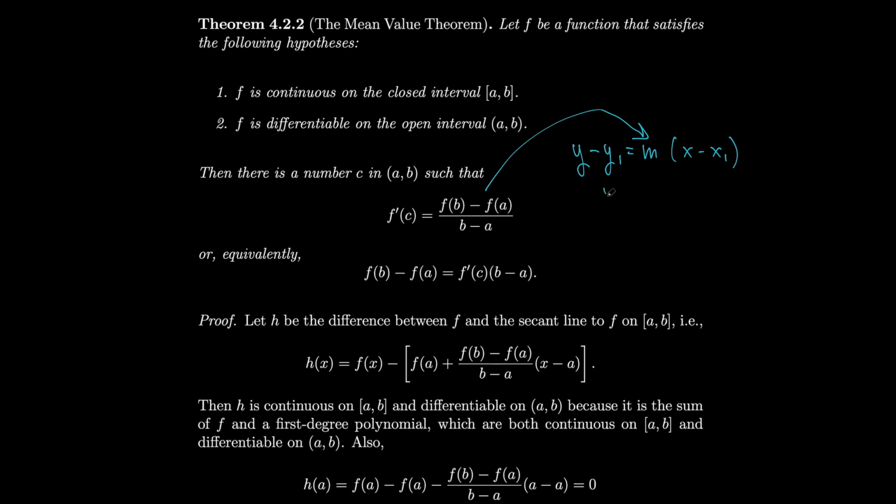And then if I wanted to, I could just move over the y value. So this is the same thing as y1 plus m times x minus x1. So that's where this f of a is. That's my y value at a. And this is the x value at a, which is just a. So that's where this comes in. Let's go back. Okay, so then h is continuous on ab. Why is it continuous on ab? Because we're assuming that f is, and this function is obviously continuous on ab.